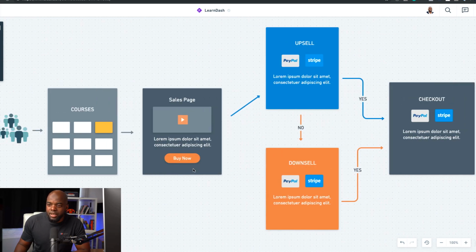So here on the diagram, we see that, similar to what we had before, your traffic comes onto your website, and let's say they choose a course right here. It takes them to the sales page. And then when they click buy now, instead of going to the checkout right away, they go to the upsell. Over here on the upsell, as I mentioned earlier, you are now selling a course which is related to the one that they are just about to buy.